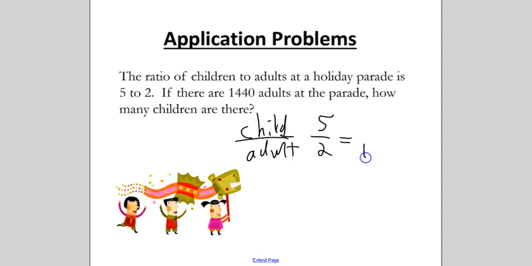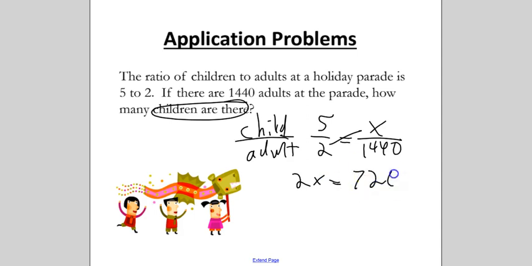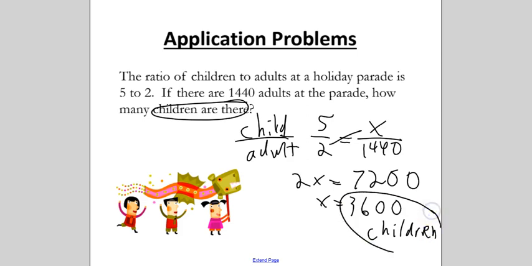So where do adults go? Down here. Where does my unknown go? Right there. How many children? So that should be up with the children. So if I multiply, 2x equals 1440 times 5. 7,200. And then I divide by 2, I get 3,600. But I don't just leave it there because it's a word problem. So it should be 3,600 children. I want a word answer for a word problem.